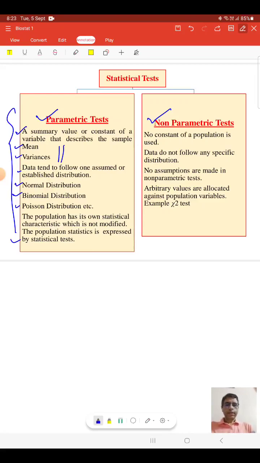The population has its own statistical characteristic which is not modified, and from that statistical distribution, mean, variance, standard deviation, these things will be measured. These are called parametric tests.